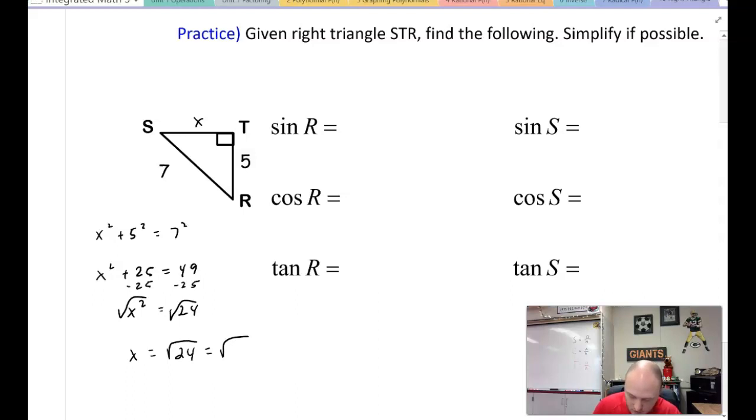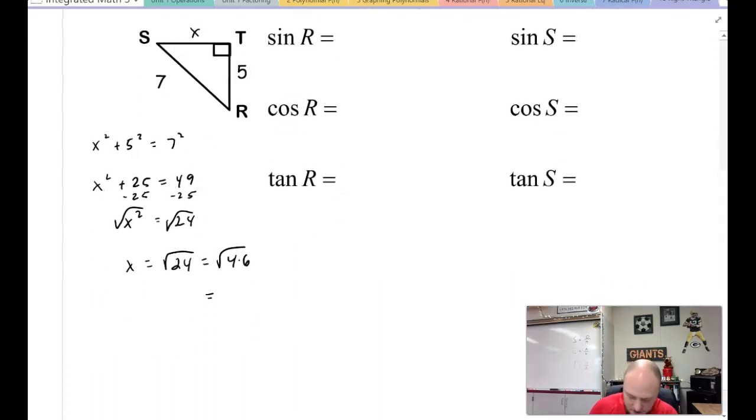Now 24, a perfect square in there is 4. That's 4 times 6. So you can simplify this as 2 square root of 6. You pull out the perfect square of 4. Right? The square root of 4 is 2. So 2 root 6. Okay, so x is 2 root 6. If you have not found sine, cosine, and tangent of angle R and angle S, then go ahead and do so now.